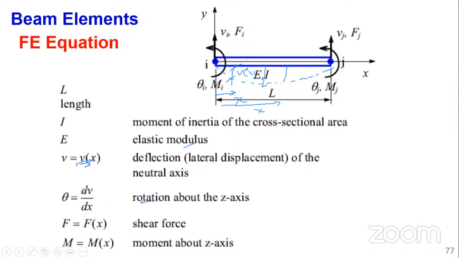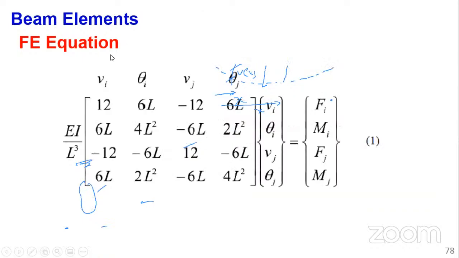Rotation, of course, this is from beam theory. Rotation theta is the first derivative of the displacement. Of course, the force F and the moment are, in the same way, functions of the length. So those are just simple notations which shouldn't confuse you.